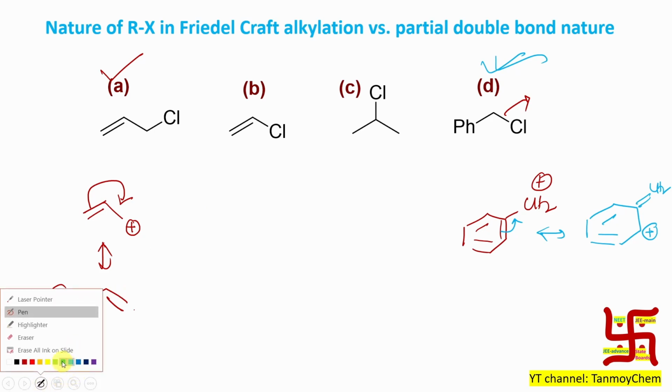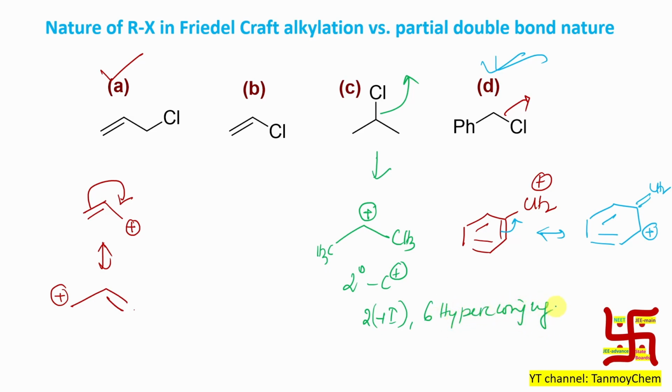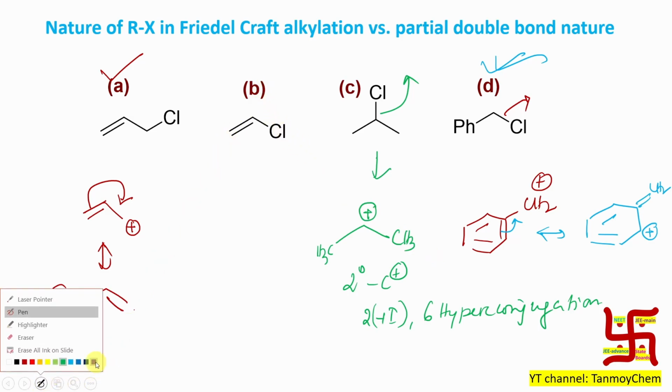Now the next option, if you look at, this is isopropyl chloride. Okay, so it can also participate, it will produce this isopropyl cation. It's a secondary cation, moderately stable, because if you look at it, 2 CH3 groups are attached, so you can expect 2 plus I effect possible, point number 1, and 6 hyperconjugation possible, which both factors are actually responsible for the stabilization of the positive charge. So they will take place, but the problem will be for option B. So why is it problematic?